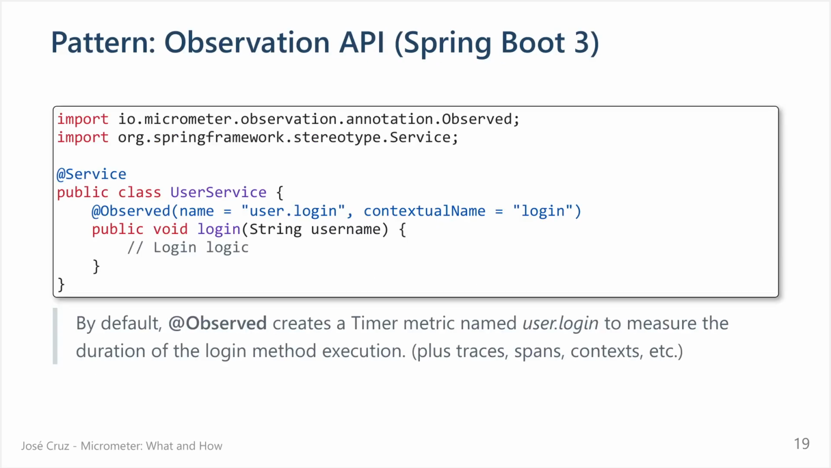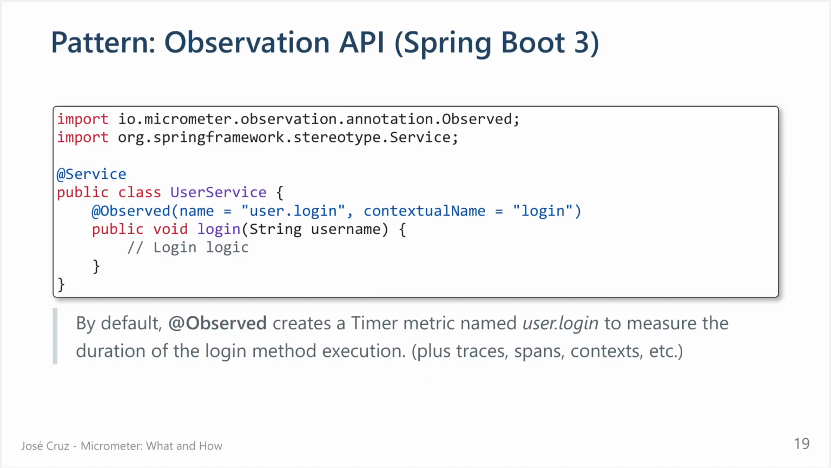Okay, that's one example. Another way to do it, that I talked about before, is using an annotation, and you can do something like this. @Observed, for instance, for a login, you put here user.metric. This is just a name for you. This is the technical name for the metric behind it, and you put it over this method, and behind the scenes it creates a lot of information. By default, Observed creates a timer metric for how much time it took to run this method, for instance, user login to measure the duration of the login method execution.